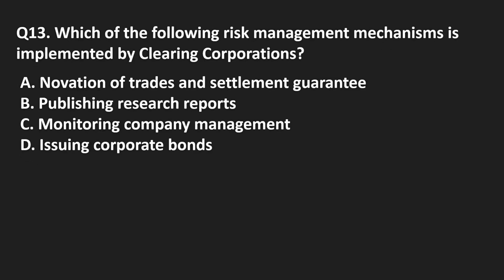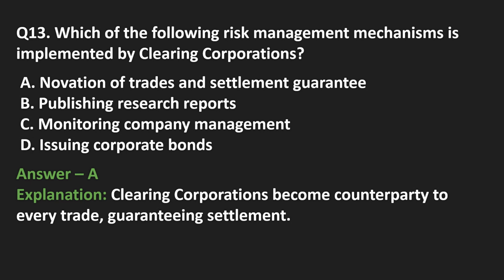Next question. Which of the following risk management mechanisms is implemented by clearing corporations? Option A, novation of trades and settlement guarantee. Option B, publishing research reports. Option C, monitoring company management. And option D, issuing corporate bonds. Correct answer is option A. Clearing corporations become counterparty to every trade, guaranteeing settlement.